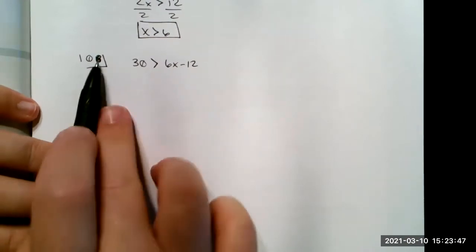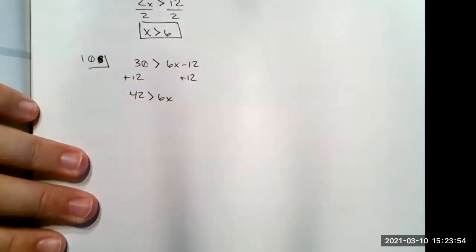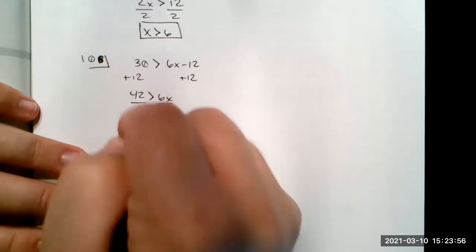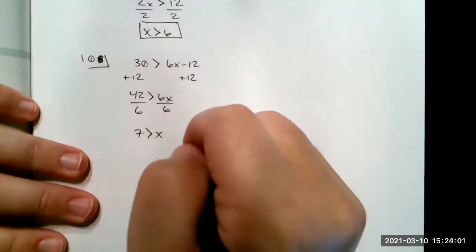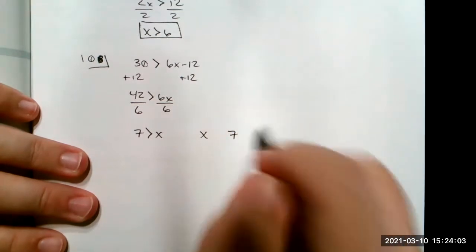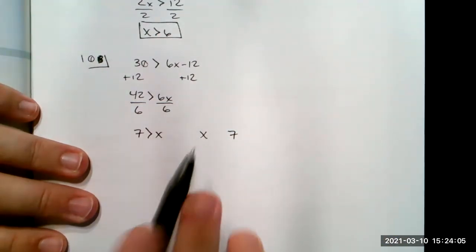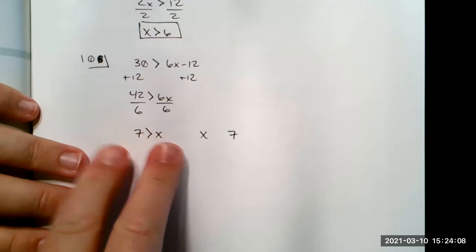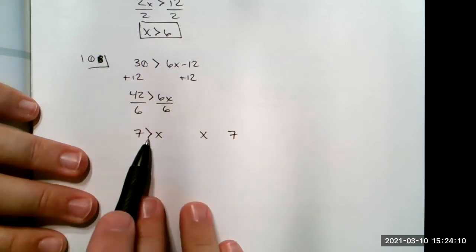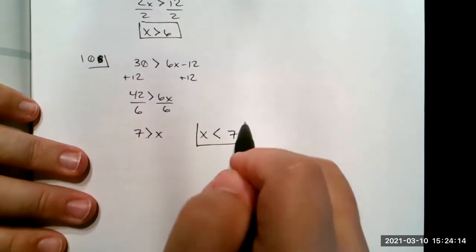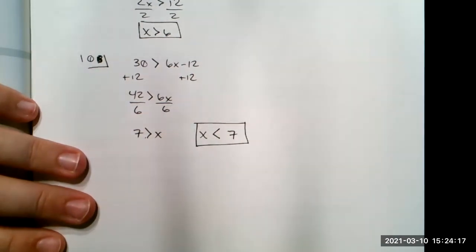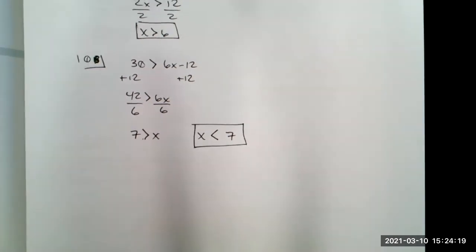So now that's B, by the way. Here we'll solve it. I'll add 12 to both sides. 42 is greater than 6x. Divide both sides by 6. 7 is greater than x. But I like to write it like this. I like to flip-flop, because I always like x on the left-hand side. So if you take that x and that 7 and you flip-flop them, make sure you flip that sign as well. So the greater than becomes a less than. So x has to be less than 7 to make this problem true.